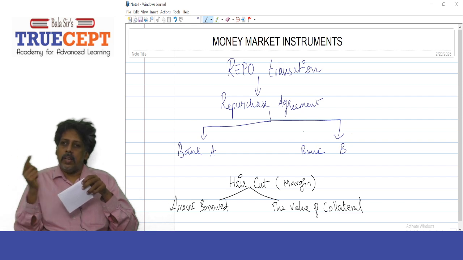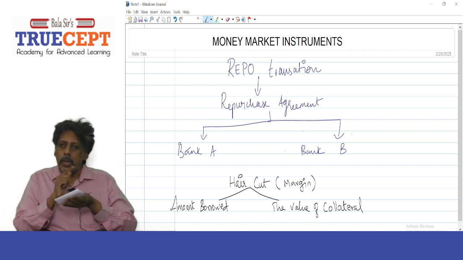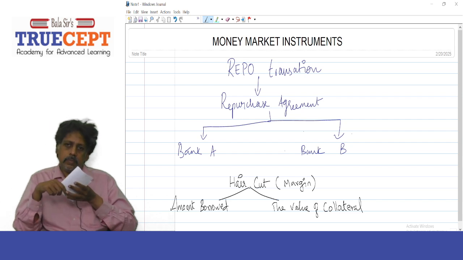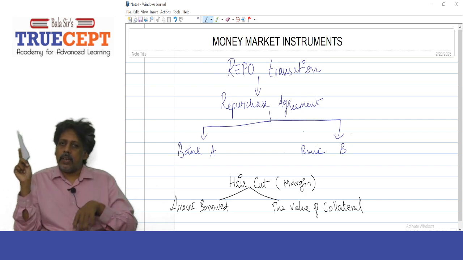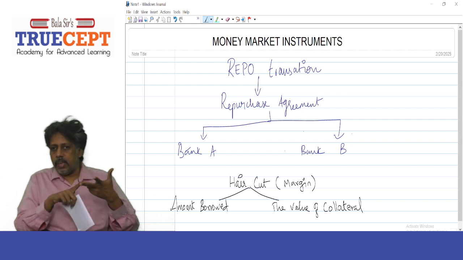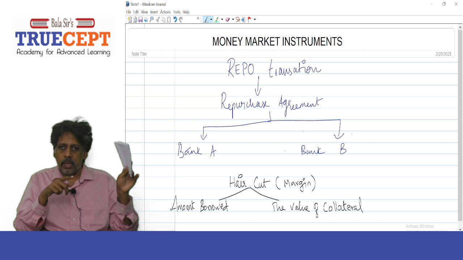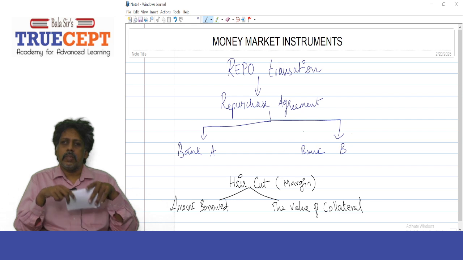Please remember, after giving this 98,000 rupees, on the same day, banker A will enter into one more agreement with banker B to repurchase these investments, let's say in 30 days, for rupees, let us say, 1 lakh and 1,000. That means on the same day, banker A enters into a repurchase agreement to repurchase these investments from banker B for 1 lakh and 1,000. Now, when is the amount fixed? Today.